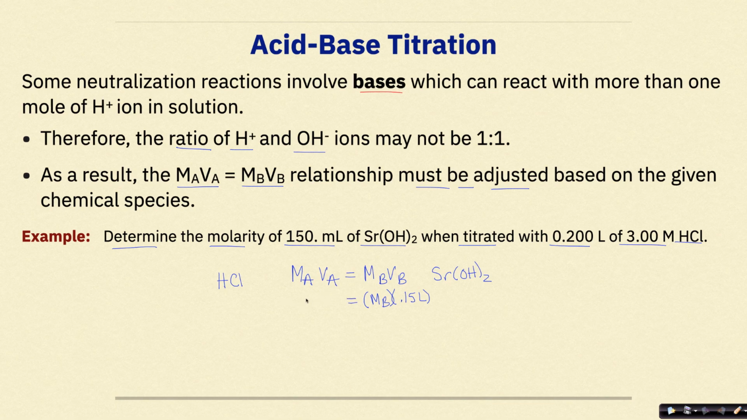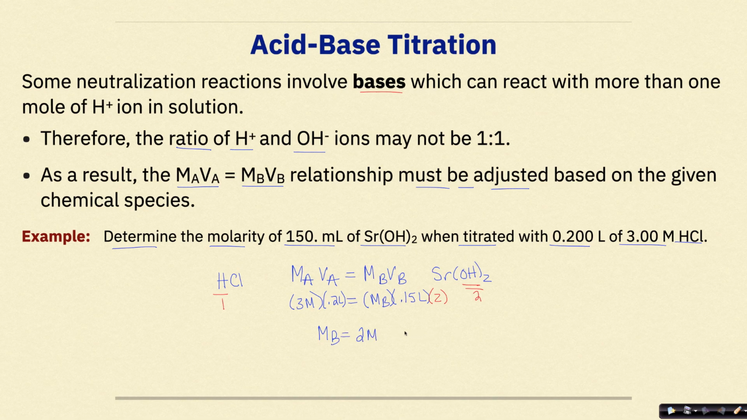We are solving for the molarity of my base. My molarity of my acid is 3 molar. The volume of my acid is 0.2 liters. And then again, I'm going to look at the ratio of the hydrogen to hydroxide. This is in a 1:2 ratio, so I'm going to multiply my base side by 2. When I do this, I'm going to multiply 3 times 0.2 and divide that by 0.15 times 2. So the molarity of my base will be 2 molar.